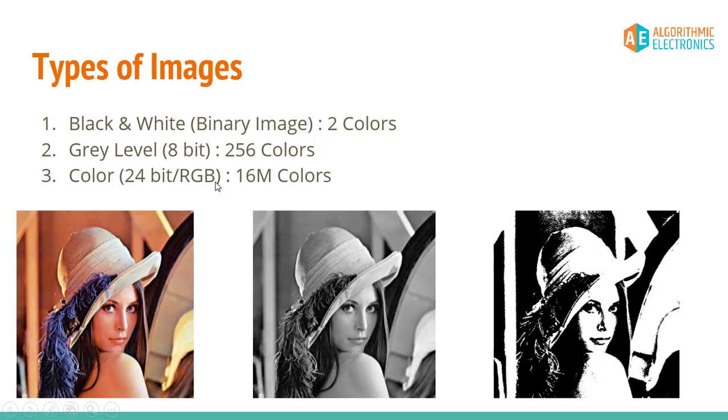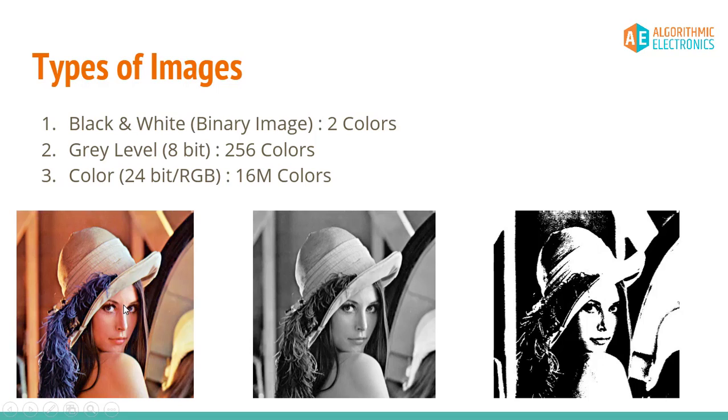So the red, green and blue planes are there, and every plane is 8-bit, so every plane will have 256 different colors, and combining all together it becomes a 24-bit image. So 8 times 3 is 24, and 2 raised to 24 is around 16 million colors possible for this particular image. So this is the color image.